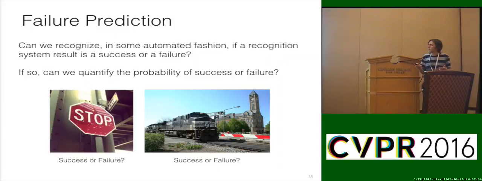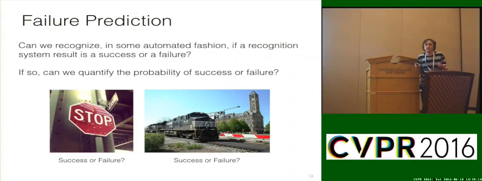But coming back in a more basic sense to this idea of failure prediction, can we recognize in some automated fashion if a recognition system result is a success or a failure? And if so, can we quantify the probability of success or failure? So looking at this example, is any recognition system likely to fail on this particular stop sign if our classifier is trained to recognize stop signs? Right, this looks pretty easy. It should be okay. But what about this image? I mean, this one looks a lot more difficult. The stop sign's buried in the background. It's not the most salient feature, which would be the train.